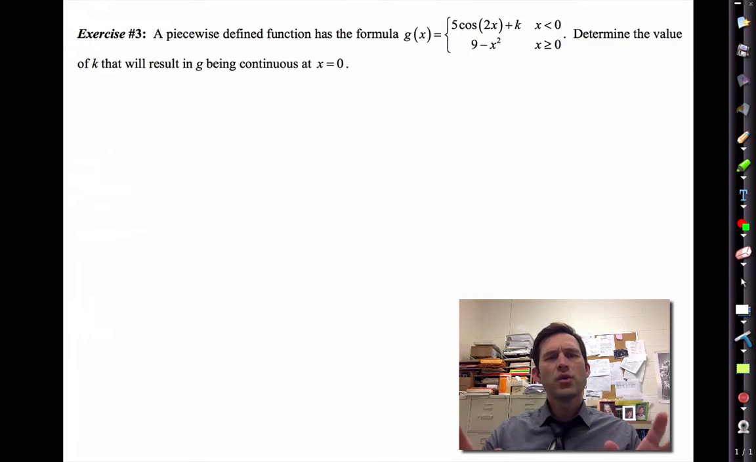Okay, so let's see how much you understood of that discussion. Now we've got one of these classic questions. We've got a piecewise defined function with a missing parameter. In this case, it's called k. So the function is 5 times the cosine of 2x plus k when x is less than 0, and 9 minus x squared when x is greater than or equal to 0. And we'd like to figure out the value of k that will make the function continuous right at x equals 0. Why don't you pause the video and take a shot at this?